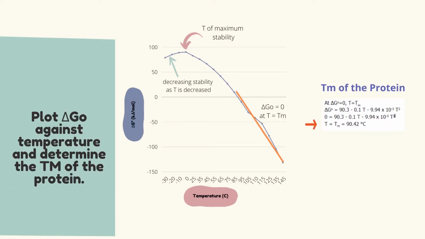For the last question, we determine the Tm of the protein. At delta G naught equals 0, the temperature is equal to the Tm. Hence, by letting the delta G naught of the equation become 0, we can calculate for the Tm. In this case, the Tm is 90.42 degrees Celsius.